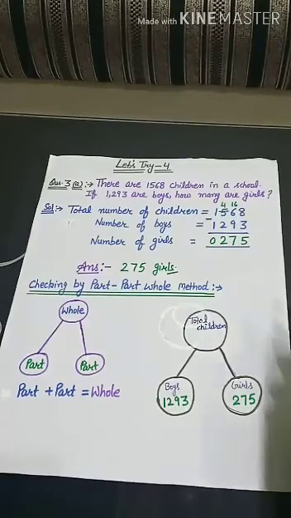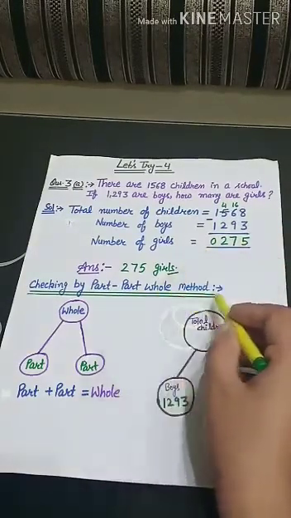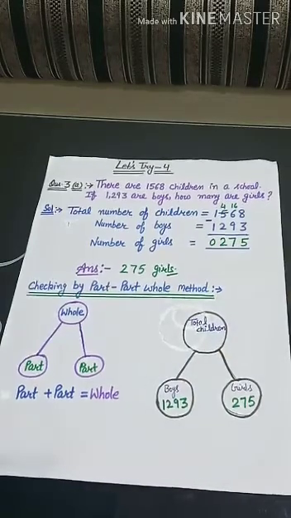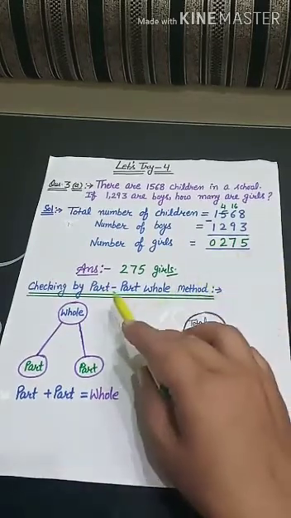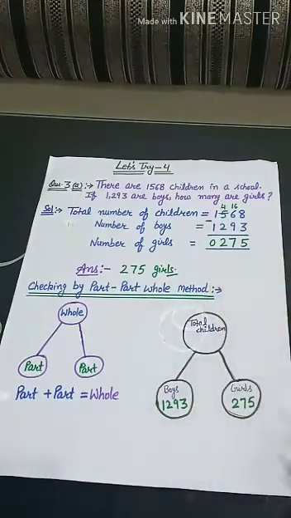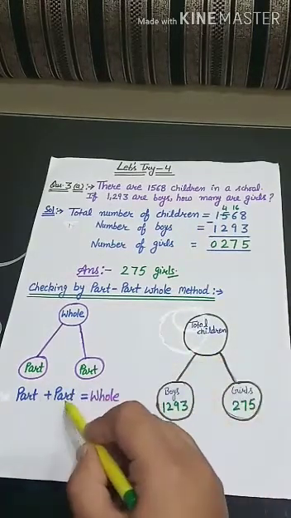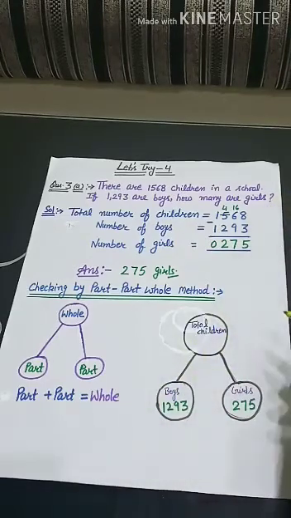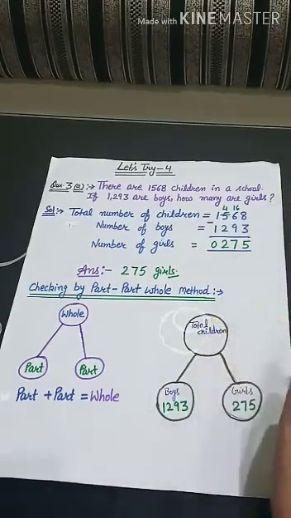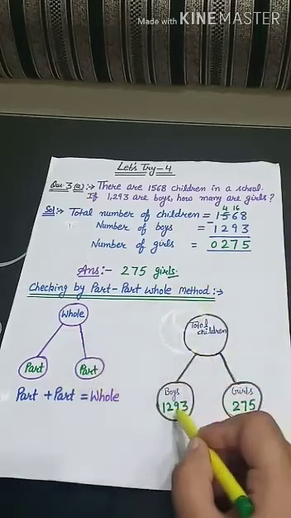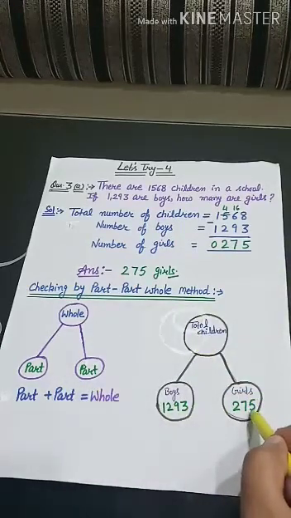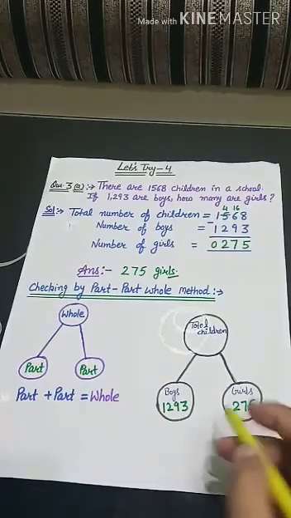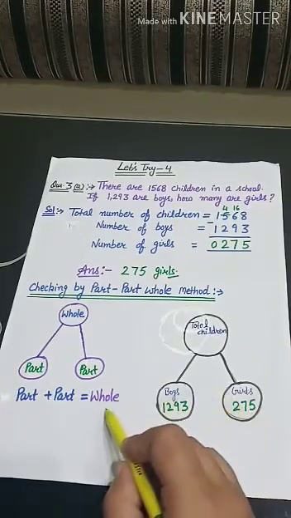Now we have to check the answer by part whole method. It is given in your book that you have to check the answer by part whole method. So part whole method is just another way to solve the problems, in which the sum of the parts is equal to whole, and in this question whole is total number of children. Clear? And the parts are number of boys and number of girls. So if we add these two parts, we will get the whole.